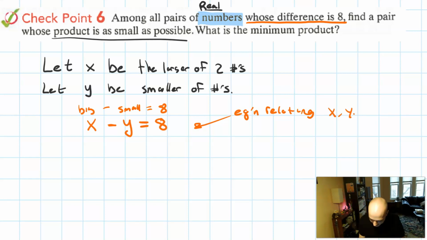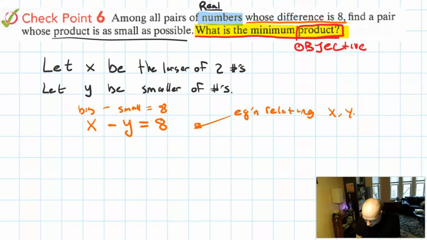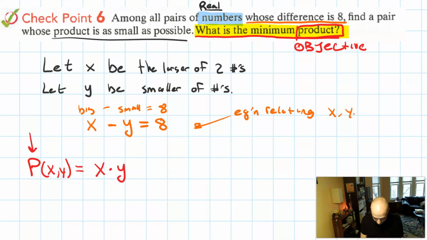So I also need to write an equation that represents the thing that I'm trying to answer. Like, what am I trying to do here? And the question here is, what is the minimum product? So I need to also come up with an equation or an objective function that's going to represent the product. So here I'm going to write the product, I'm going to use P for product. The product of x comma y, and in this case, it's just x times y. And this is what I'm trying to minimize.